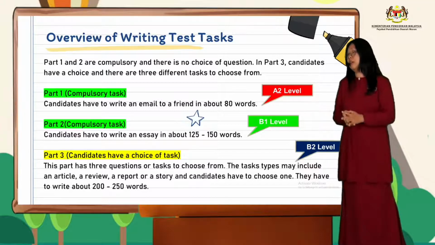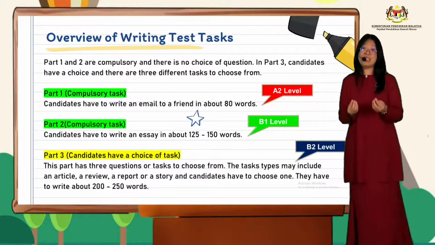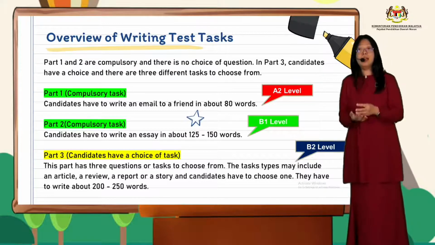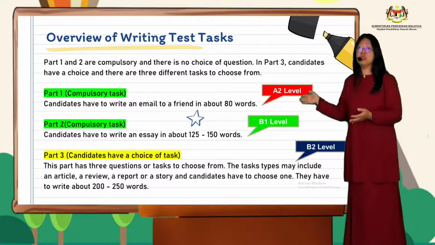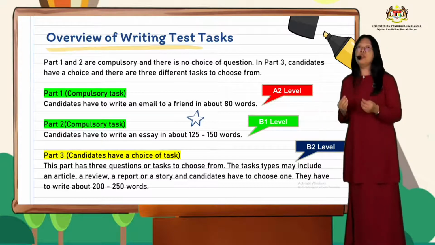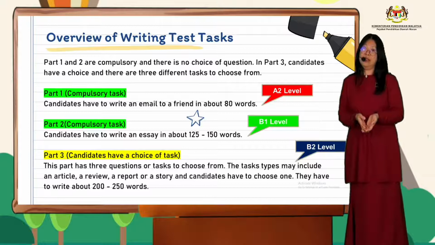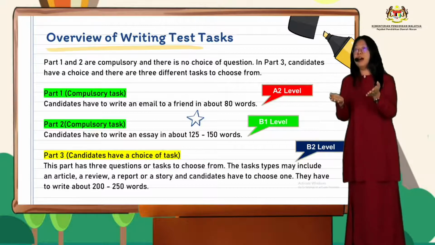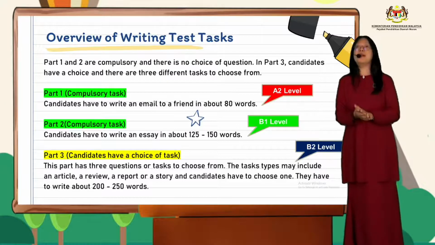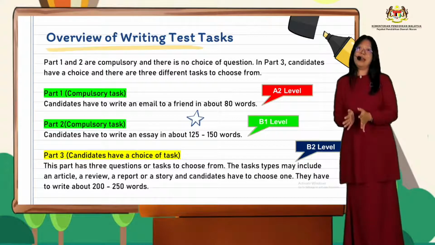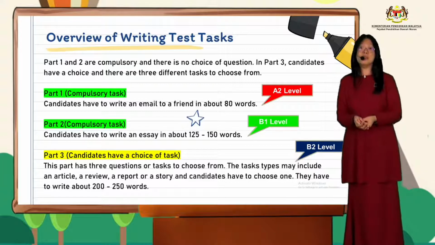Meaning, if I give this question to a year 6 pupil, he or she will be able to score this question. Why? Because the level is A2, or we call it the UPSR level. So, since you are a Form 5 student, by right, you can score full marks in part 1, 20/20, because the level or requirement is very low.